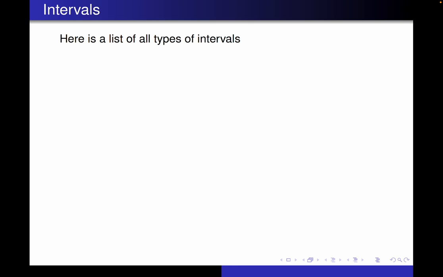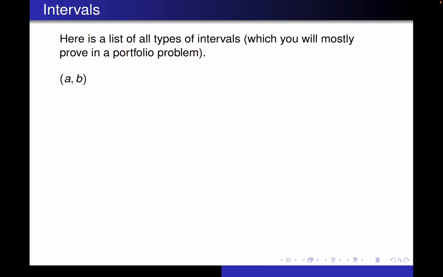So here's a list of all types of intervals. Now, most of these you're going to be looking at in a portfolio problem. Not all of them, not the unbounded ones, but you'll be proving this later, so I'm not going to prove that here. So the open interval AB, the closed interval AB, then the two half open, half closed intervals. You can have it open on the left and closed on the right, closed on the left and open on the right. You can have them unbounded in different ways.